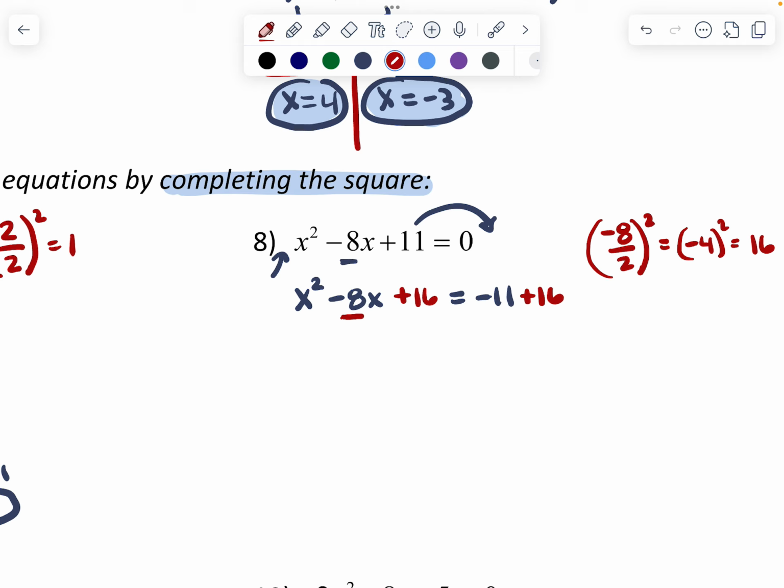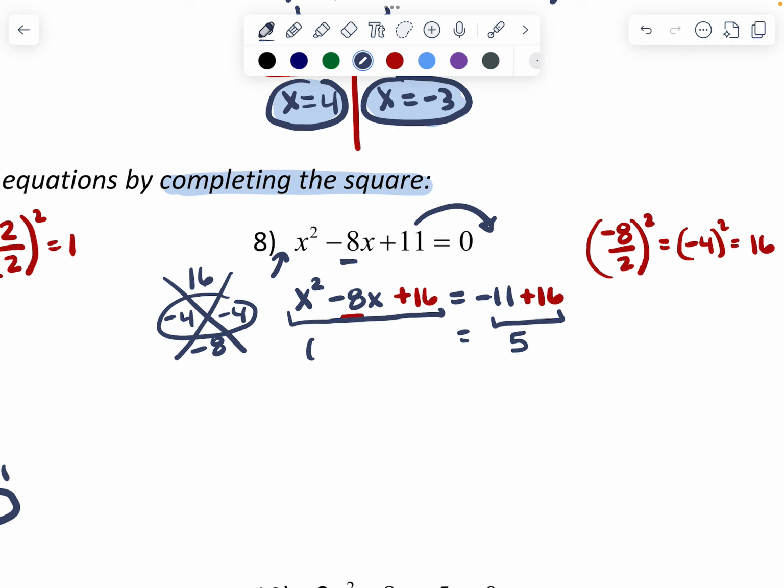Okay, and then what do we get? So negative 11 plus 16 equals 5. And then if I factor this, I need two numbers that multiply to make 16 and add to give me negative 8. That would be negative 4, negative 4. Again, they have to be the same there. So it's going to be x minus 4 times x minus 4, or x minus 4 squared.